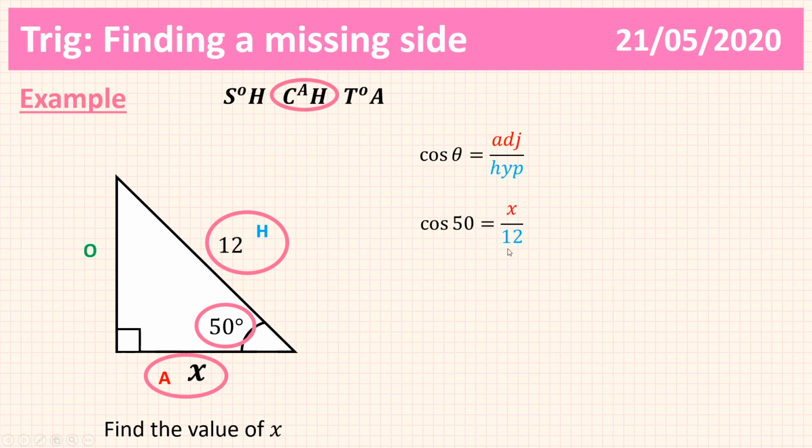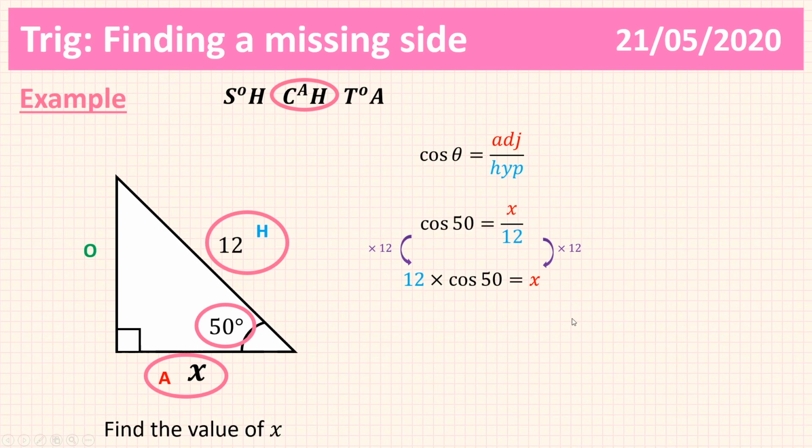I then need to think, how do I make x the subject of this equation? And that's very simple here. All I need to do is multiply both sides by 12. So I end up with 12 times cos 50 is equal to x. Now I can just pop that on my calculator.